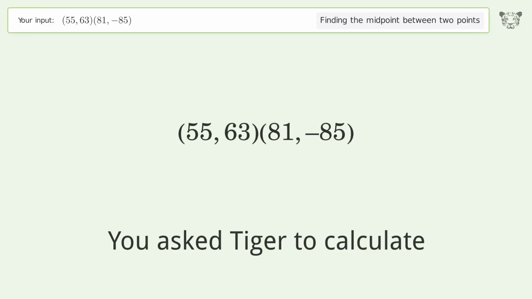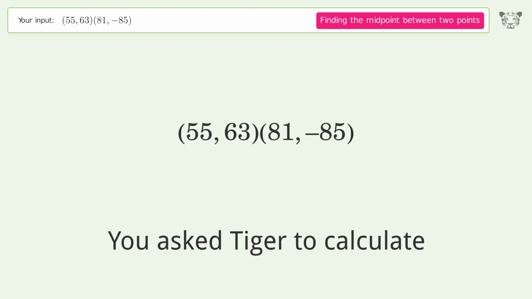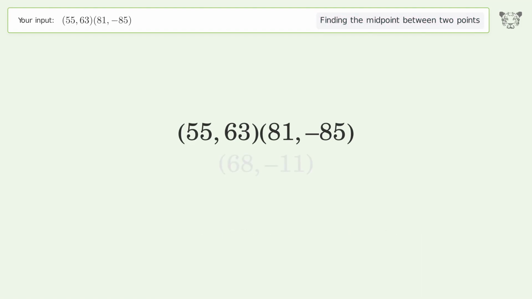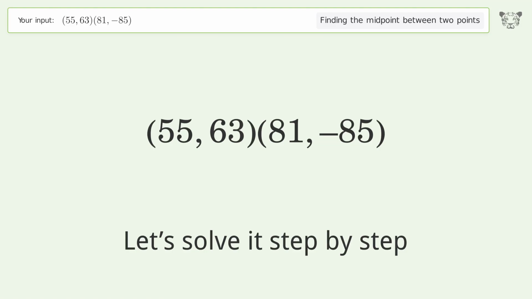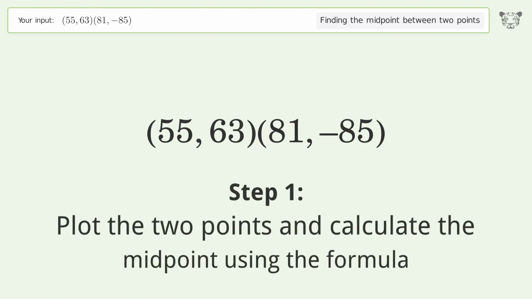You ask Tiger to calculate. This deals with finding the midpoint between 2 points. The midpoint between the 2 points is 68, -11. Let's solve it step by step. Plot the 2 points and calculate the midpoint using the formula.